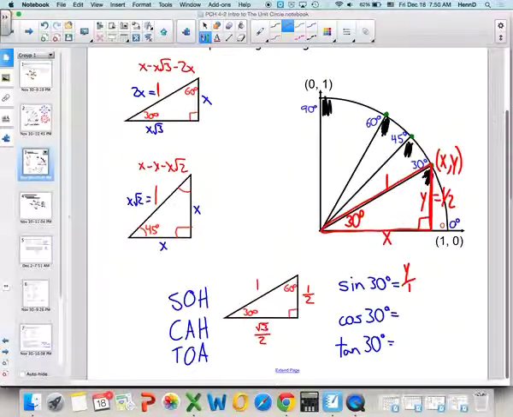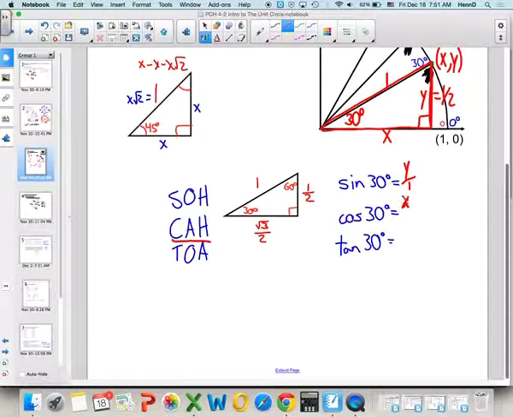If you used the cosine to find x, cosine of 30 degrees, remember cosine is adjacent over hypotenuse, so that would be x over 1, which is of course just x. So if you punch into your calculator what the cosine of 30 is, you're going to get something like 0.866 and so on.